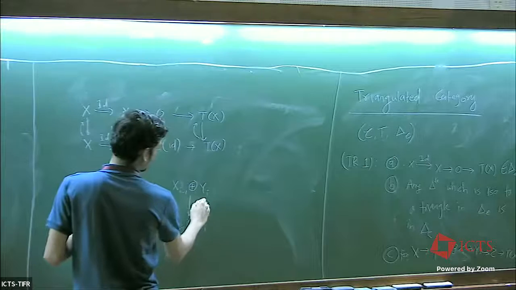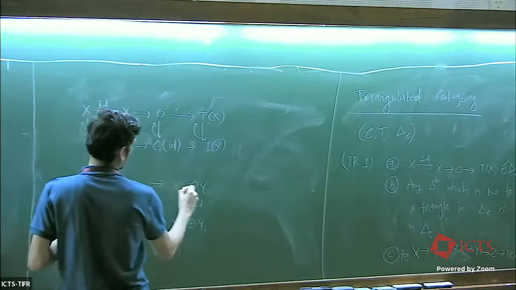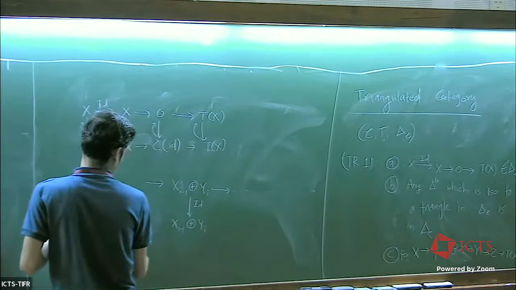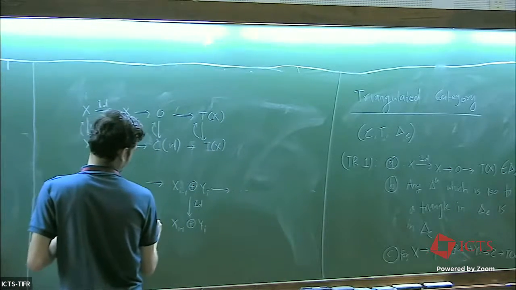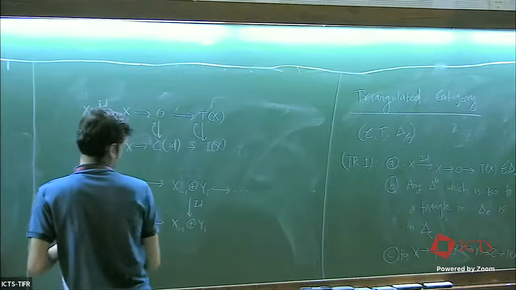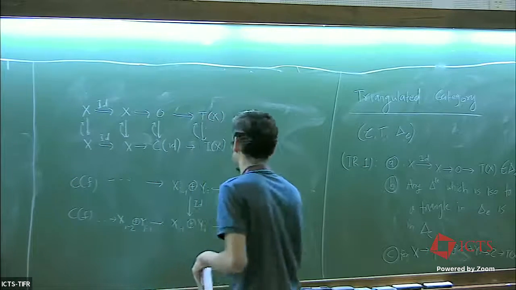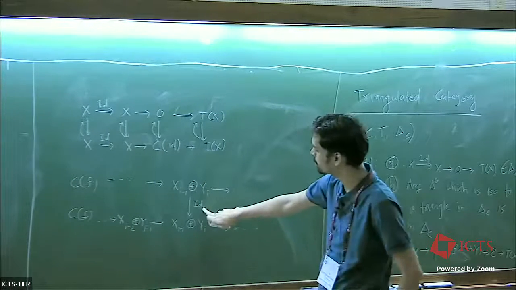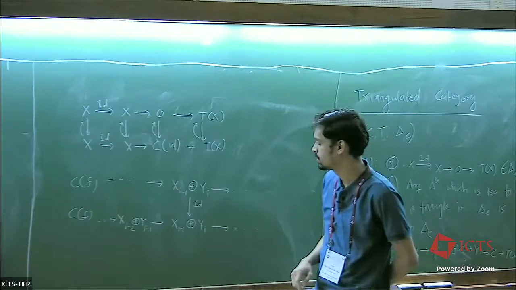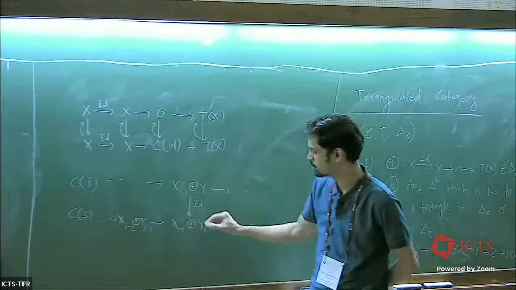And I want to show that the identity map is homotopic to the 0 map. It is the same thing as saying that the second map is 0.